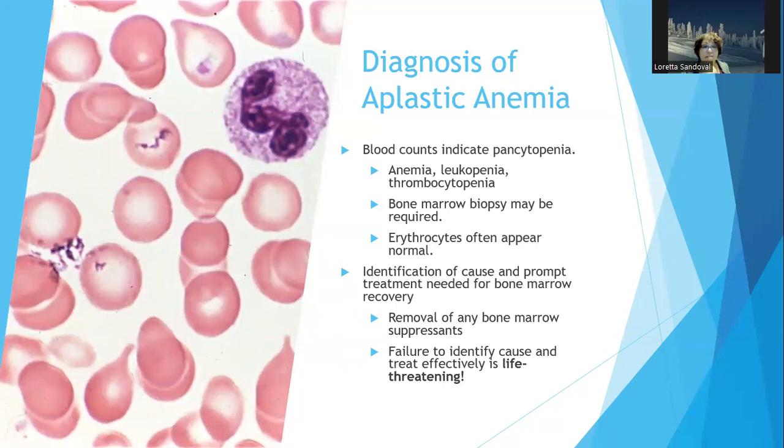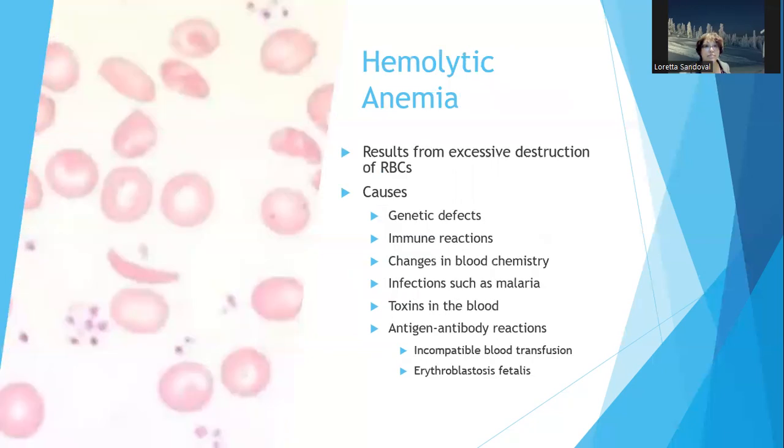And the erythrocytes that are there often appear normal. So unlike other forms of anemia where you have the microcytic and hypochromic red blood cells, with aplastic anemia, your erythrocytes might appear normal. So the identification of the cause and prompt treatment is needed for bone marrow recovery. So you have to remove any bone marrow suppressants, and if you can't identify the cause and treat it, then it can be life-threatening. So this can be a life-threatening illness, unfortunately.